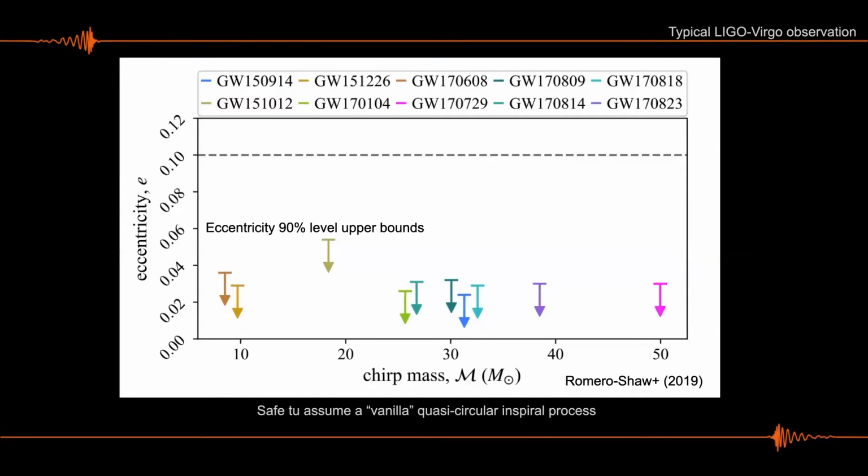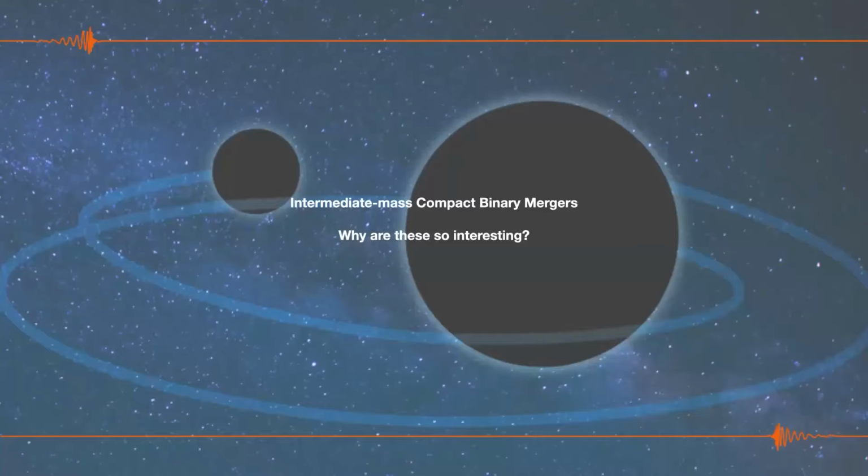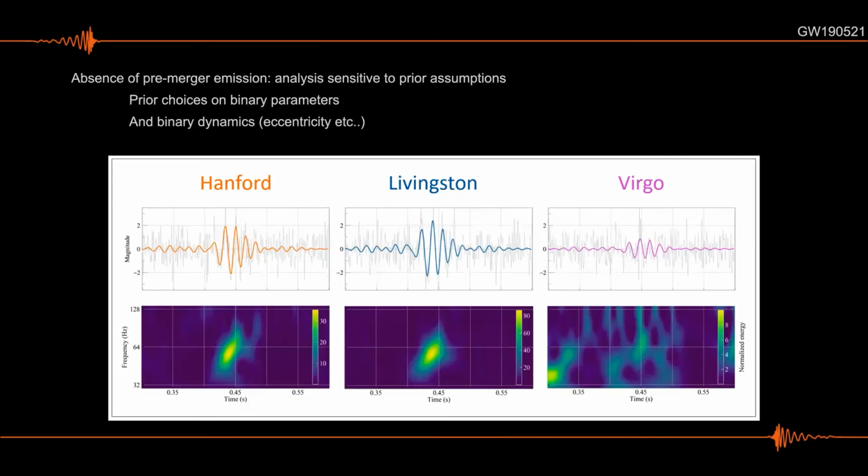So the eccentricity, for those that do not know, basically goes from 0 when it's circular to 1 when you have a head-on smash. And you can see that these bounds are all below 0.05. And by the way, all of those are consistent with 0. There are a few exceptions to that, but they are very recent. I will not really get into them. So let me now get to the event or the signal with which I've been working for the last 2 years, basically.